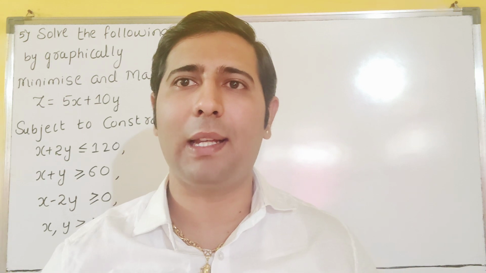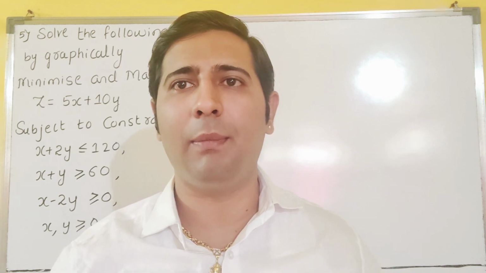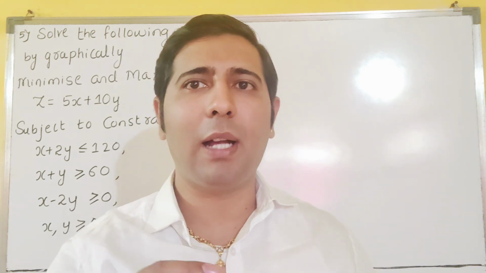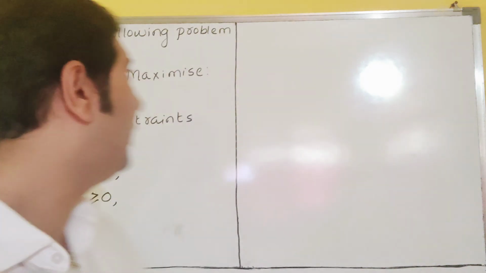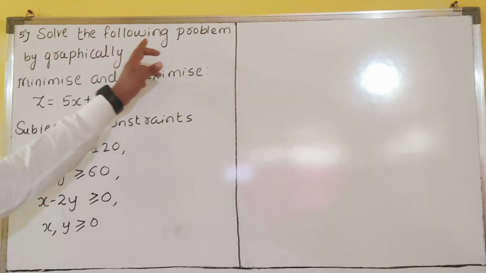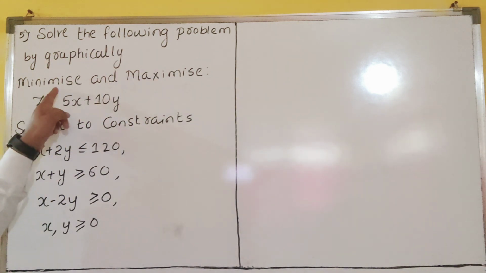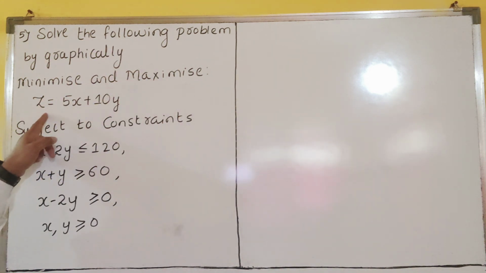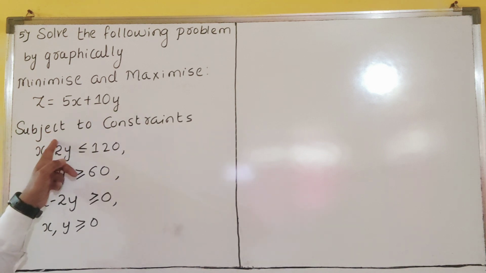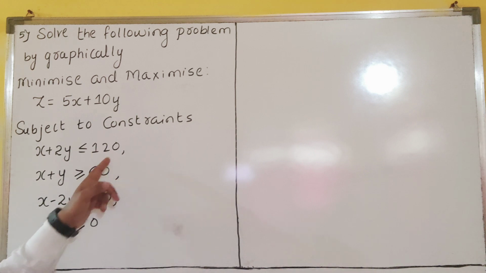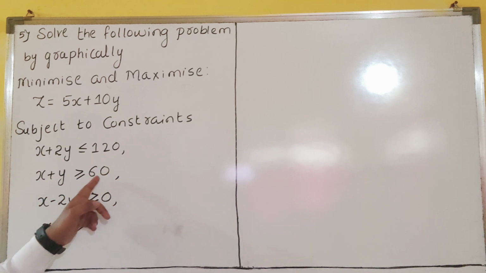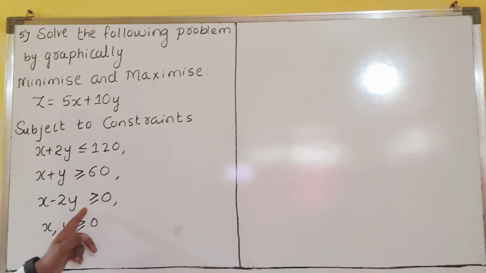In today's class we are learning linear programming problem, L.P.P. 6 mark question, dear students. So let us see the fifth question, what it asked. Solve the following problem graphically. Minimize and maximize z = 5x + 10y subject to constraints x + 2y ≤ 120, x + y ≥ 60, x − 2y ≥ 0, x, y ≥ 0.